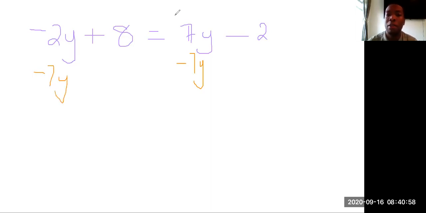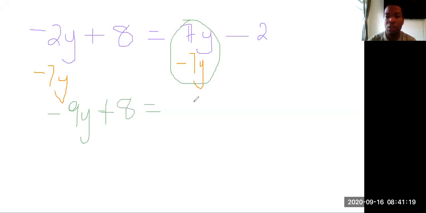So now I'm going to simplify. This goes to 0. All right. So on this side, minus 2y minus 7y is minus 9y, plus 8, equals, this is 0, so I have negative 2 left. And negative 2y minus 7y is negative 9y. Refer to the number line video to figure out how we got negative 9y.